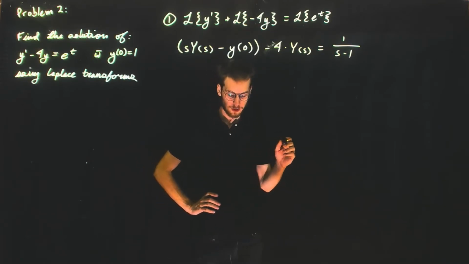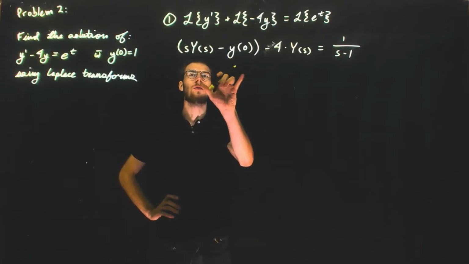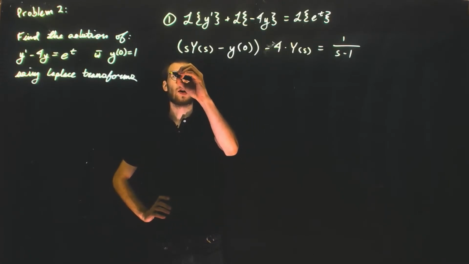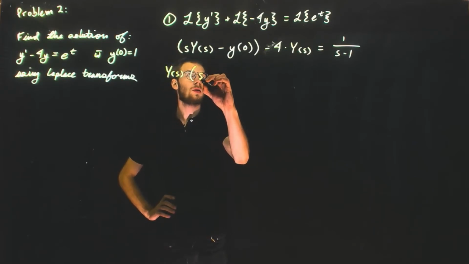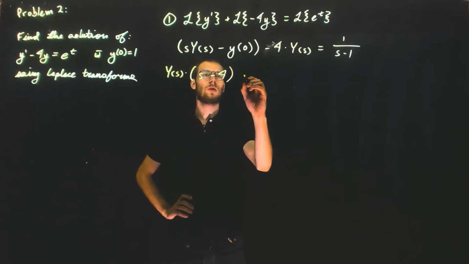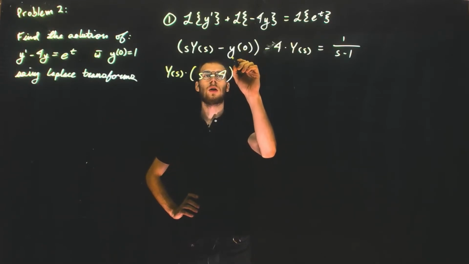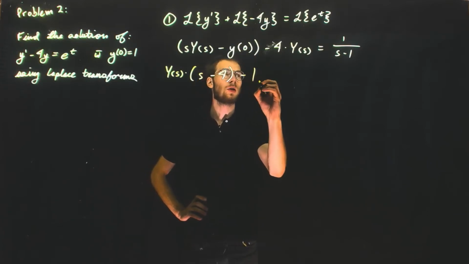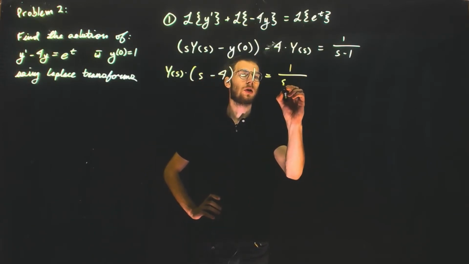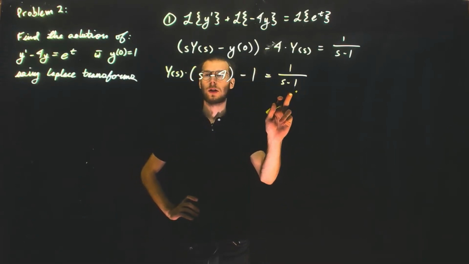So next what we're going to be doing is rearranging and collecting our like terms. So we'll collect everything in terms of y of s. We can factor y of s out. So we'll have y of s. And we can also at the same time plug in our initial condition, which will turn this term into 1. So we get minus 1 is equal to 1 over s minus 1. Now we can rearrange, bring this 1 over to this side.